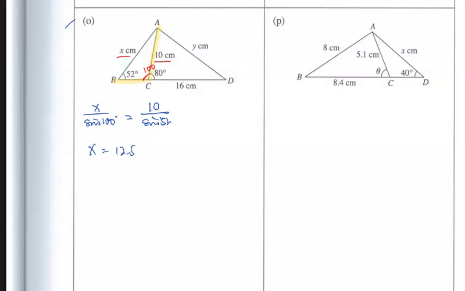Next, to find y, I turn my attention to the other triangle here. I observe first: I have three sides and an angle given. That's a hint that I should use the cosine rule. y is facing 80 degrees, so that will be my c squared. So y squared equals 10 squared plus 16 squared minus 2 times 10 times 16 cosine 80.